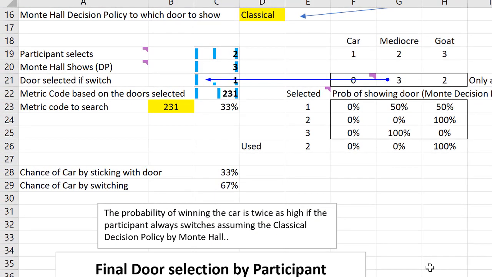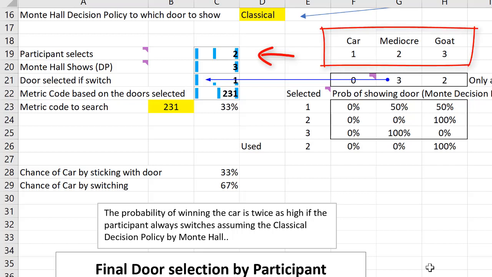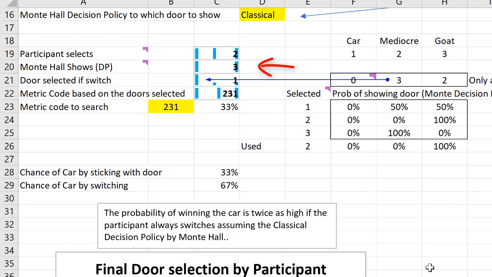We have to start with what the participant selects. And they can pick 1, 2, or 3. And in this case right now, the participant selected door 2. Monty Hall then shows a door. He would never show the car, so he'd never show door 1. In this case, he's going to show door 3 because it's the only other door that doesn't have a car, and it's not selected by the participant. Then, if the participant decides to switch, he could only switch to door 1. He wouldn't switch to a goat door like 3.